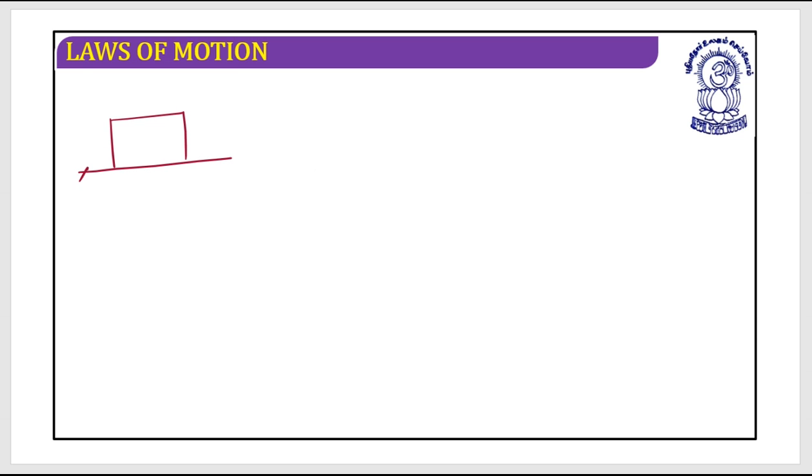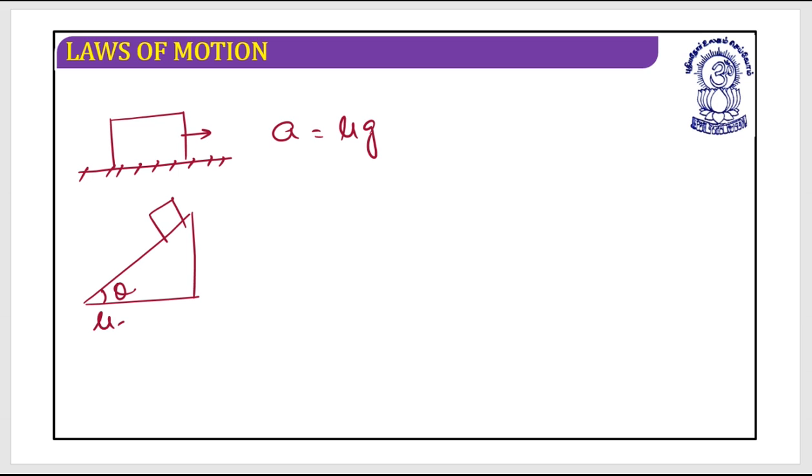Let's suppose a block is moving on this, then acceleration can be written as mu into g. Let's suppose a block is moving on this. As you cannot see the friction, that means mu is equal to 0, and this acceleration could be written as g sine theta, and the rest of the thing you understand.